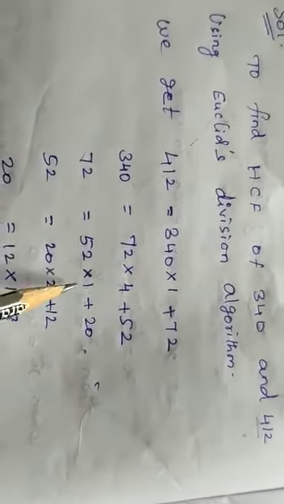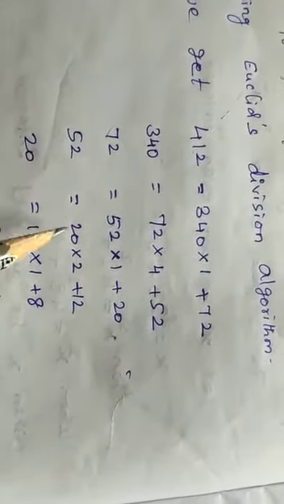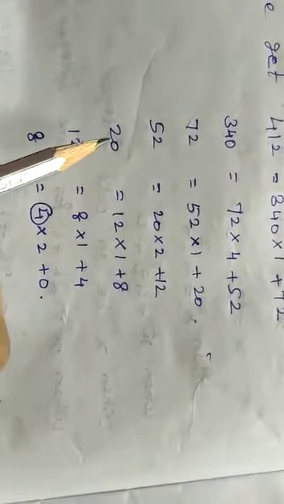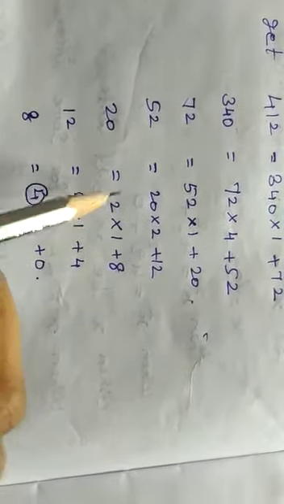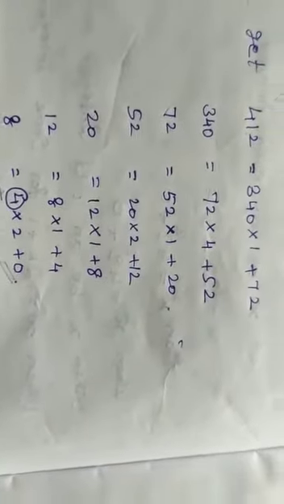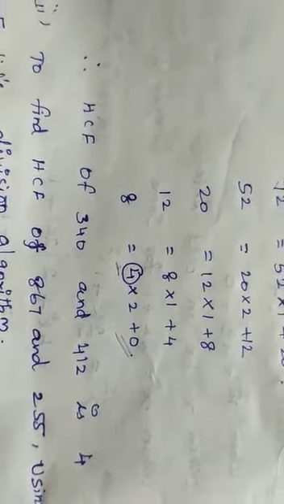72 equals 52 into 1 plus 20. We'll take 52 here and 20 here. So 52 equals 20 into 2 plus 12. We'll take 20 and 12 here. Then it will be 20 equals 12 into 1 plus 8. We'll take 12 and 8 here. So 12 equals 8 into 1 plus 4. We'll take 8 and 4 here. 8 equals 4 into 2 plus 0. So we have got the remainder 0. So our divisor is the HCF, that is the answer. Therefore, the HCF of 340 and 412 is 4.